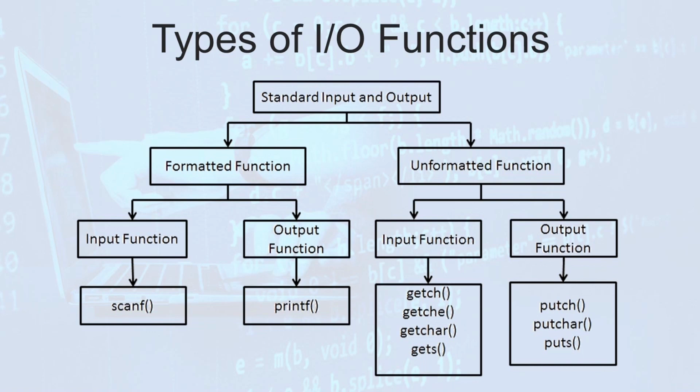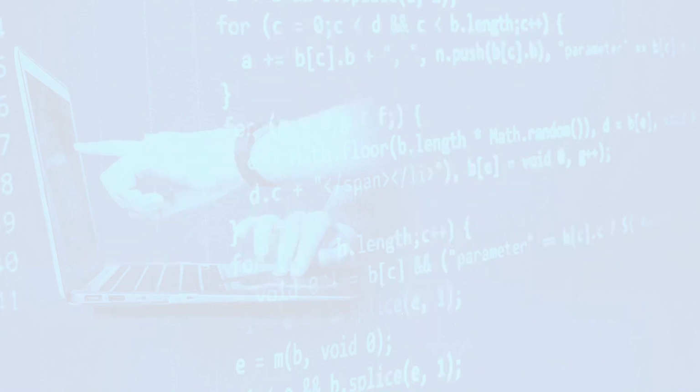Similarly, we have some unformatted functions which are again divided into input and output functions, and on screen you can see the examples. The input functions are getch, getche, getchar and gets. And if we consider unformatted output functions, we have putch, putchar and puts functions, right?